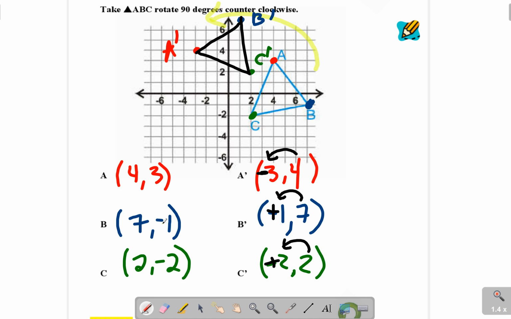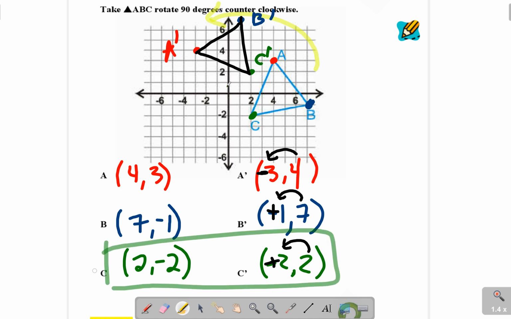And just to match it up, I've been doing B, so I'm going to go ahead and do the C point. So from the origin, go to C. From the origin, go to C prime. Looky there, you have a right angle. And yes, you have traveled counterclockwise. So to rotate 90 counterclockwise, switch and flip to the left.